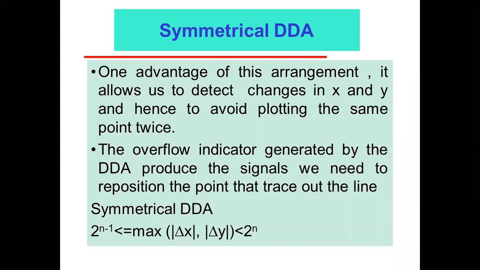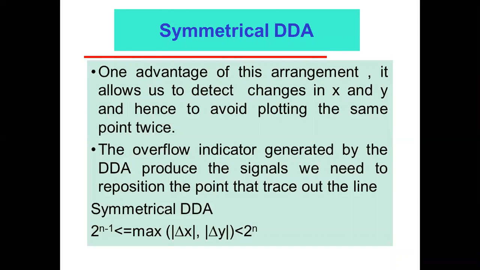Okay, so the overflow indicator generated by the DDA produces the signals we need to reposition the point that traces out the line. So here we will use the indicator, and the indicator adds the values again and again. So overflow occurs, and overflow goes to the integer value. If there is some floating value, then this floating value is again added to the integer value. And similarly, another part we will get again in the form of the points, that is the fractional part.